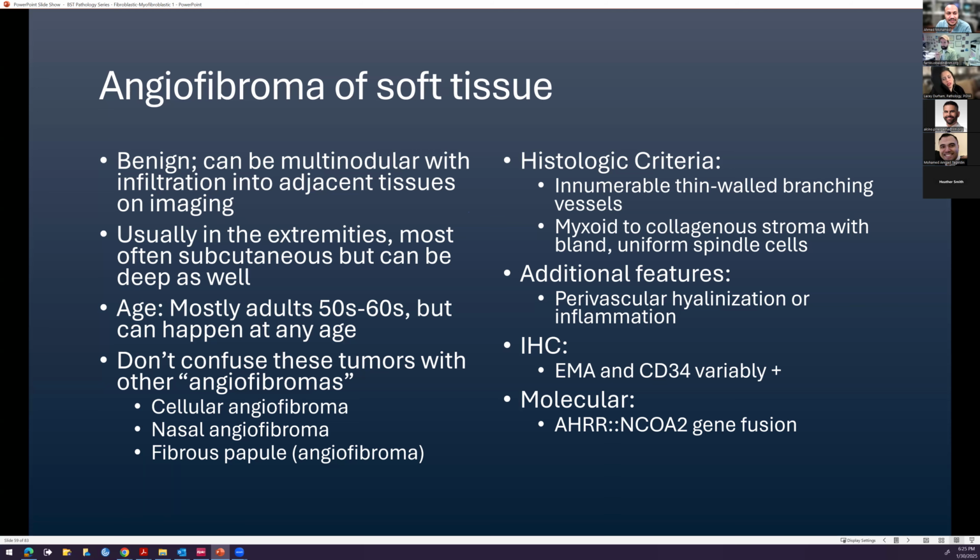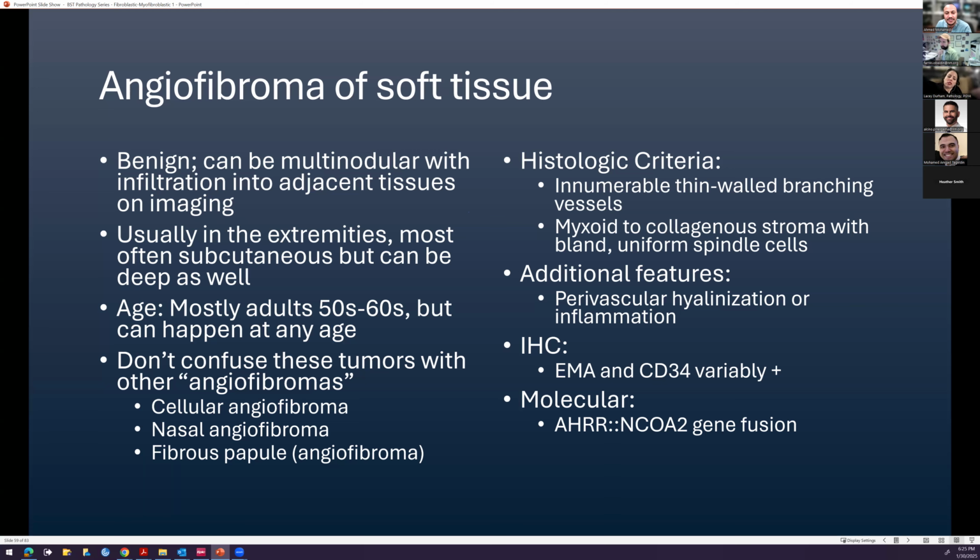They all have different names, but they're all different from this tumor. So just keep that in mind. All right, so the criteria here: innumerable thin-walled branching vessels that we see, and generally a myxoid to collagenous stroma with bland spindle cells. Perivascular hyalinization is pretty typical, as well as inflammation. We did see some inflammation throughout here as well. They are variably positive for CD34 and EMA. The stains are not super useful, but if you want to highlight all the vessels, you can.